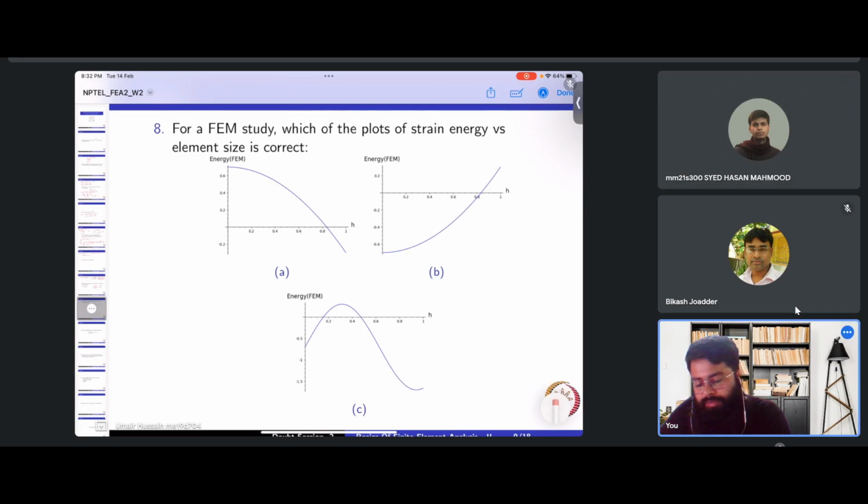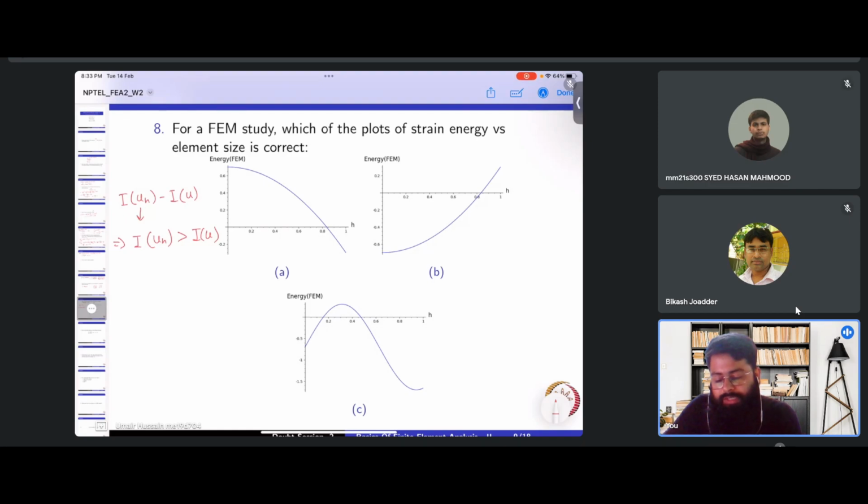Yeah, you're actually there. The thing that's positive is this: the total energy from FEM minus the exact energy. Which means that the energy calculated from FEM will always be greater than the energy from the exact solution, right? So what is this plot telling you?